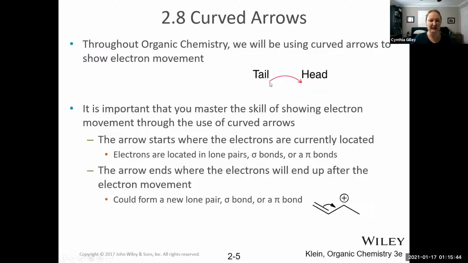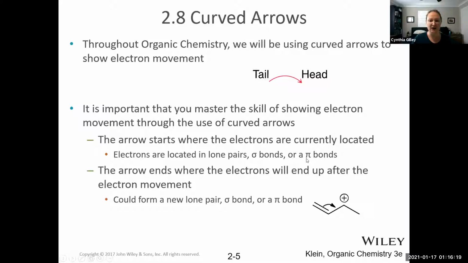So where should you place the arrow tail? Well, you start the arrow at where the electrons are that are being moved. So it needs to start on a source of electrons. What are some sources of electrons? Well, we have lone pairs. That's a source of an electron pair. You can also start a tail of an arrow on a sigma bond. Sigma bonds contain shared electrons, so that is a source of electrons. And also pi bonds as well are a source of electrons.